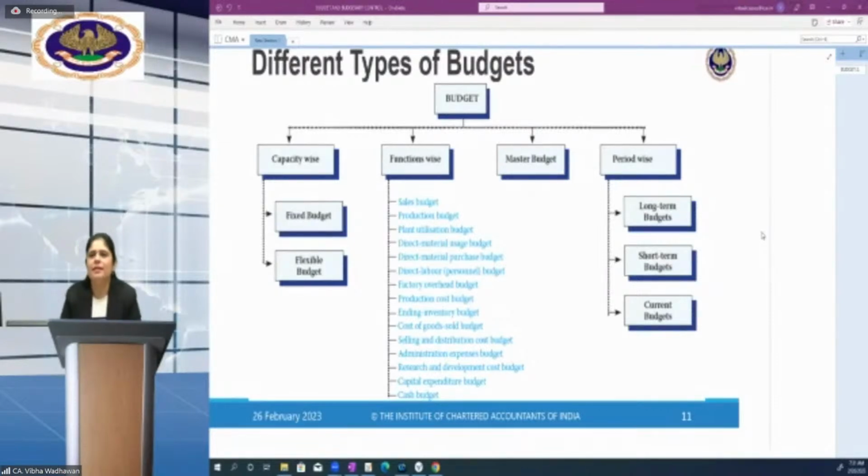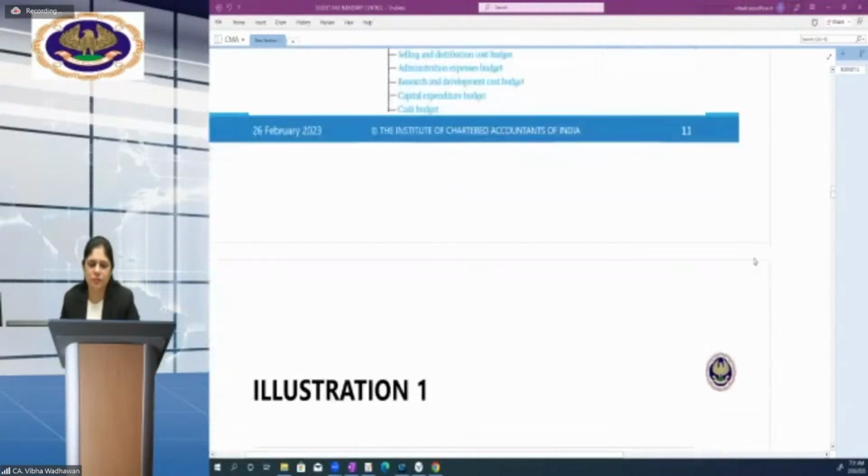All right. Let us say there is some event which is going to happen after 6 months. Then we make a budget for that particular event. So current budgets are as per the requirement. It could be a monthly, weekly, quarterly or yearly budget. Short-term budget, 1 to 3 years. Long-term budget, 3 to over 10 years. So these are all the types of budgets we are going to learn in the budgetary control session.